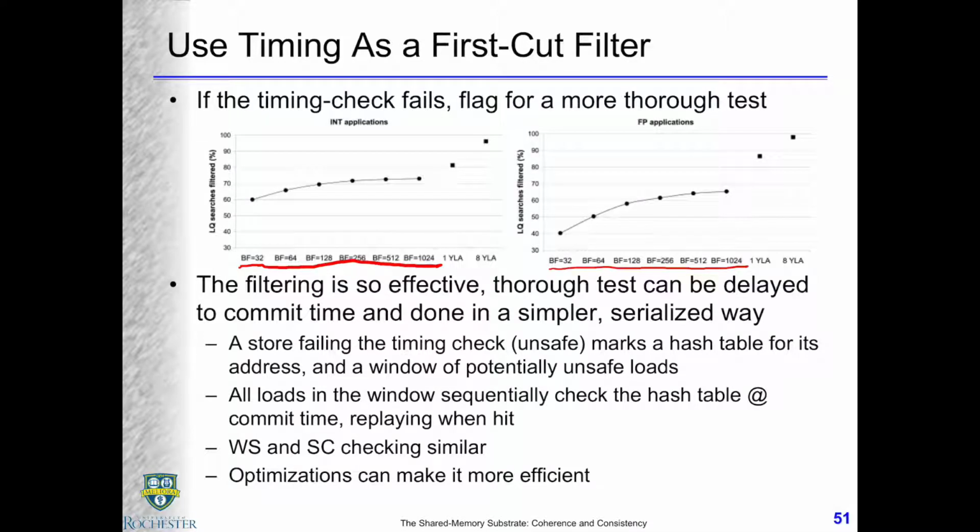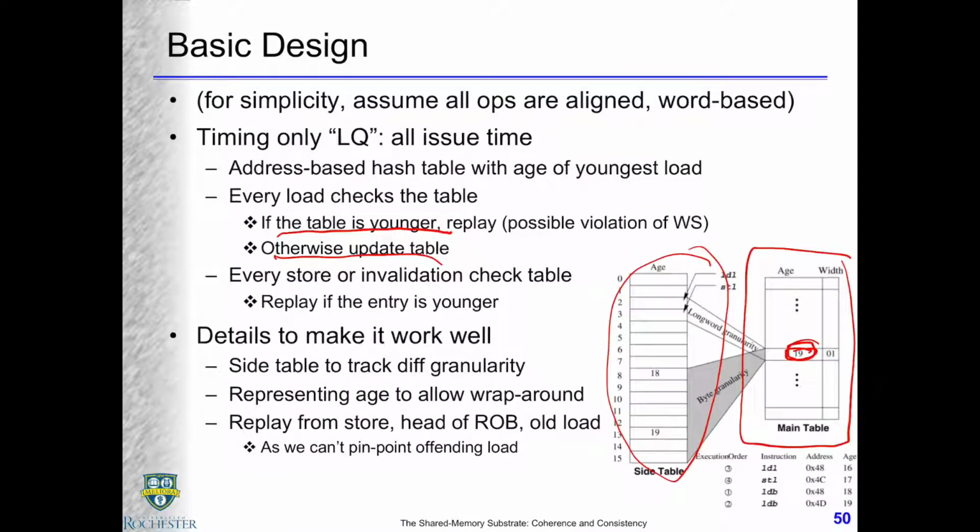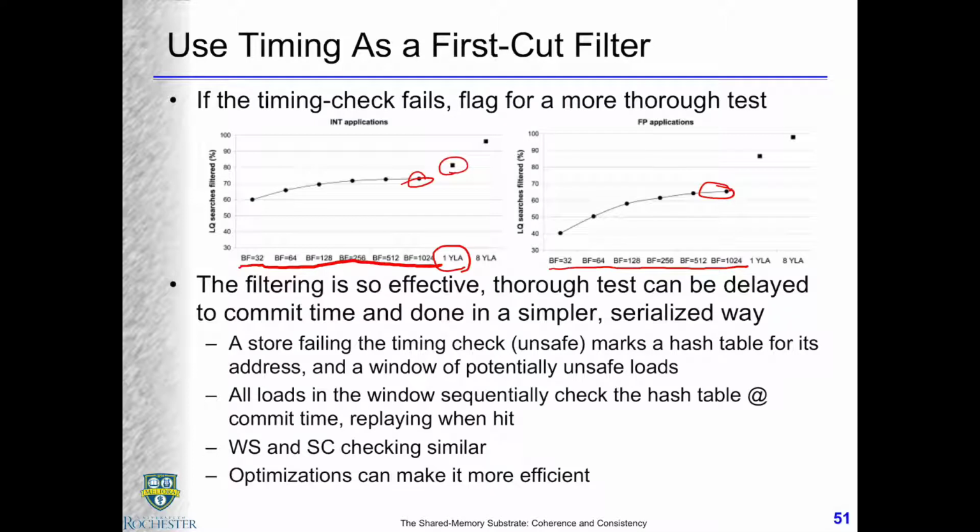And it kind of saturates very quickly. Okay, we see about 70% or so, or not even 70%. Doesn't really matter. As you increase the size, it doesn't reduce that much more. But with what we call the youngest load age register, if I have one youngest load register, that means this table has only one entry, one global entry, then I'm already filtering better. That's integer application, floating point application. I'm already filtering better than a kilobit of Bloom filter.